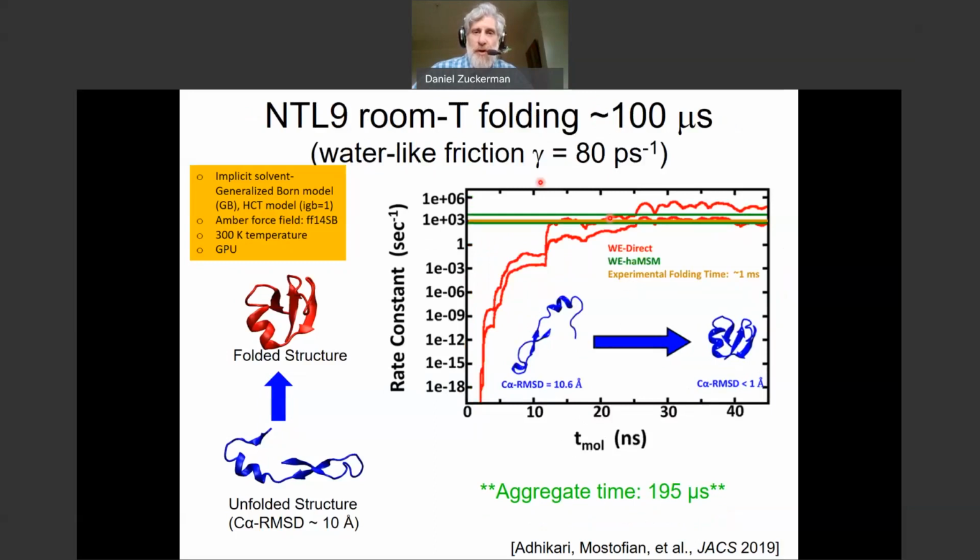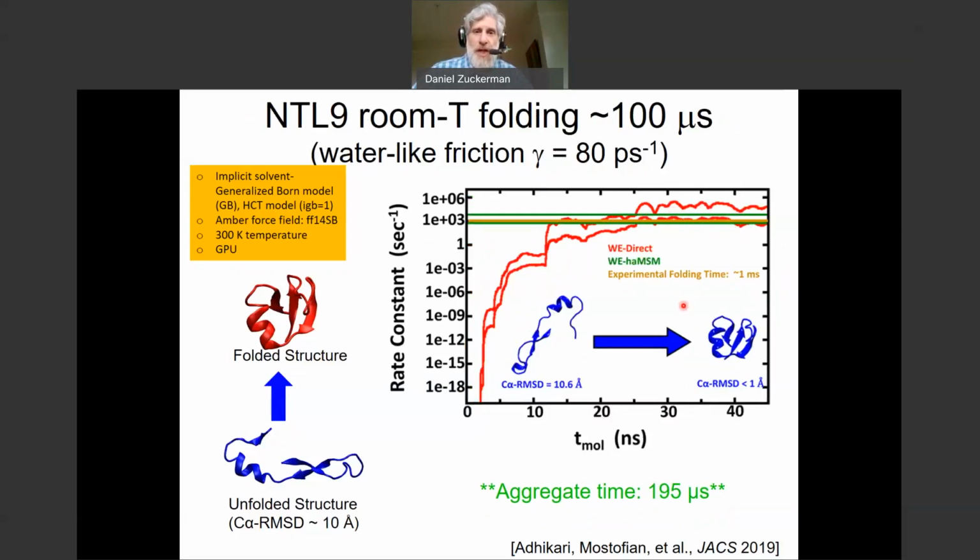Now, if we go to a more water-like regime of viscosity or friction, then we see that, in fact, we're more in correspondence with the experimental value. And again, the red and green seem to be consistent.